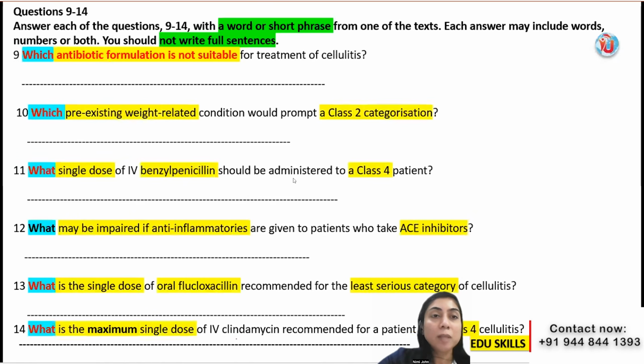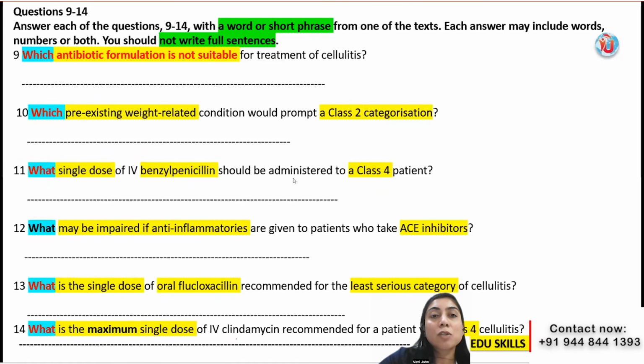Then the next one, the 9th one, which antibiotic formulation is not suitable? It's from which text? Topical antibiotics. D. So in your answer option, how do you write, topical antibiotic or topical? Only topical. Only antibiotic is given there. Yeah, topical. Then the next one, 10th, which pre-existing weight-related condition would prompt a class 2 categorisation? Morbid obesity. Okay.